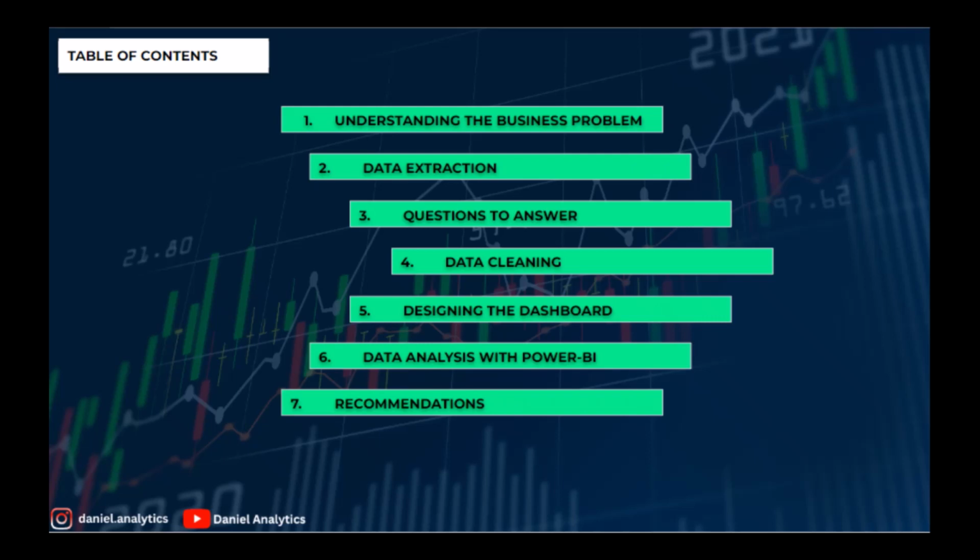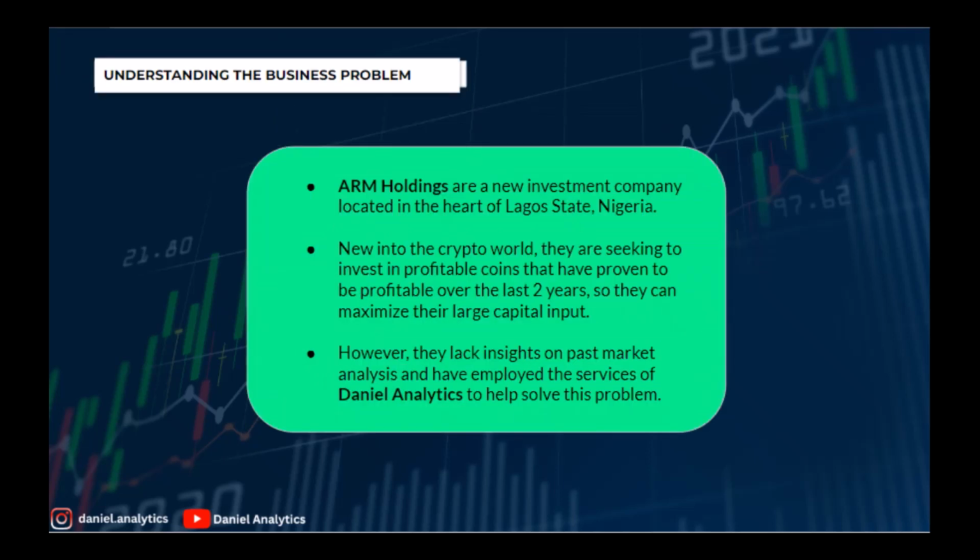All right. So I also want us to understand the business problem. We want to know what the particular problem statement for this business is. From what we can see here, ARM Investment Company is a new company in the heart of Lagos State, maybe in Ikeja or VI or Lekki. They are new into the crypto world and they want to invest a large chunk of their money into cryptocurrency. But the thing is that they are running blind and they really don't want to put this money in and find out that it's going to be a total fail.